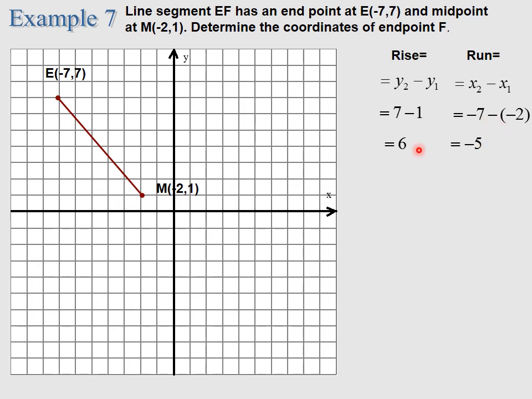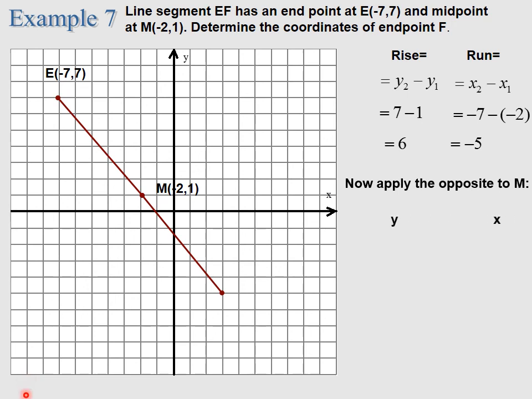So this means to go from point M up and over to E, we would have to go up 6 and left 5. Now if I want to find the other point down here, I would have to go in the opposite direction. So instead of up 6, I'm going to go down 6, and instead of going left, I'm going to go right 5. So let's draw in our line. Okay, so now we're going to apply the opposite to M.